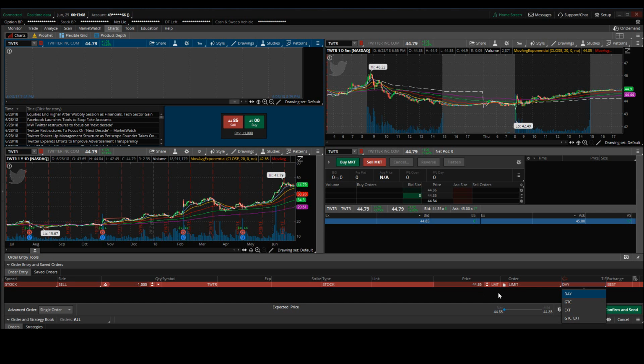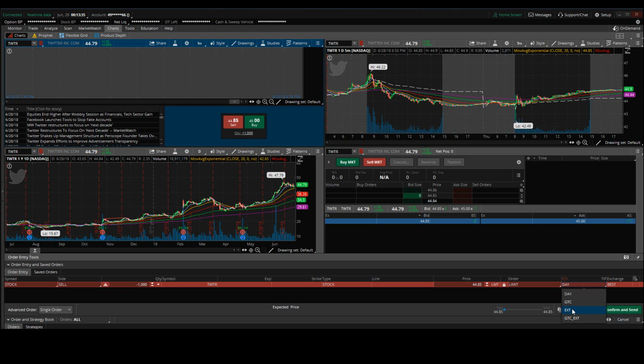Now, if you want to buy or sell however many shares it is, and you don't care how long this takes, as long as it happens, you would click GTC, which means good till canceled. So basically, you put in an order for whatever, and this will stay open either until you cancel it or until it gets filled.